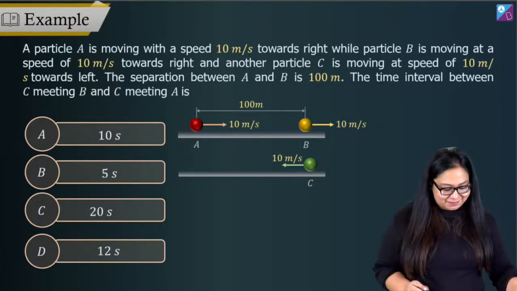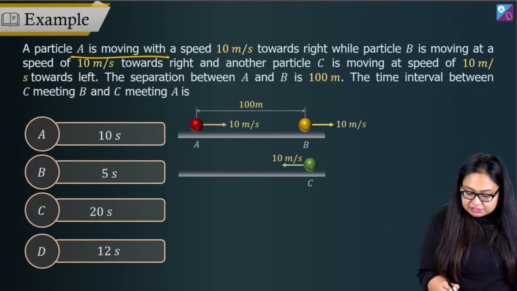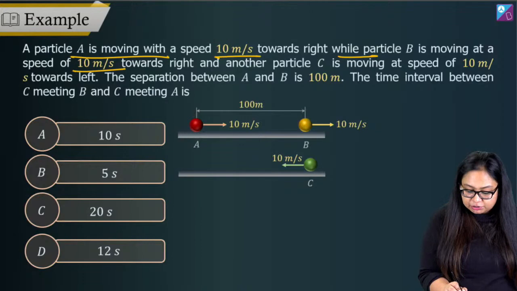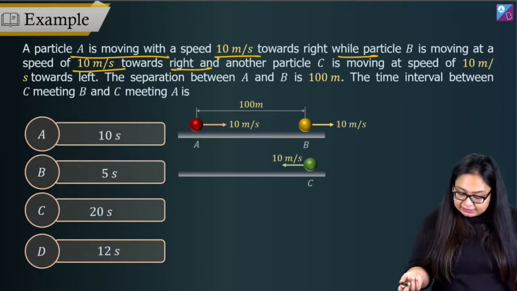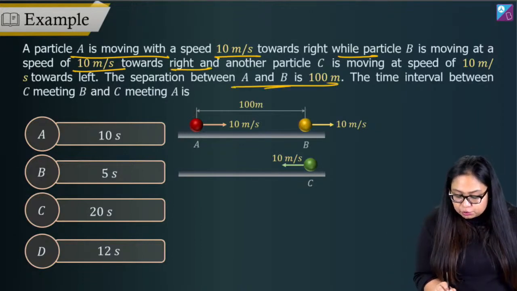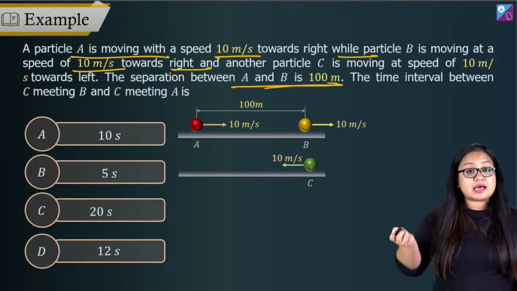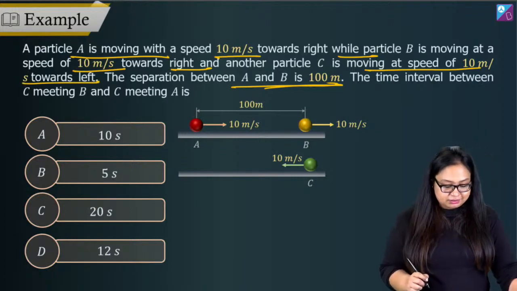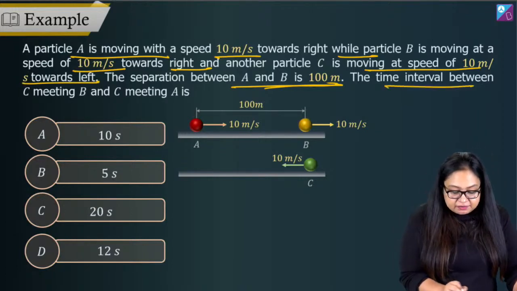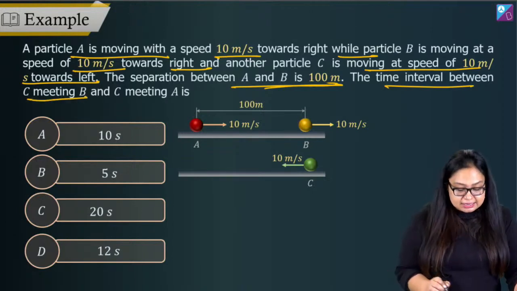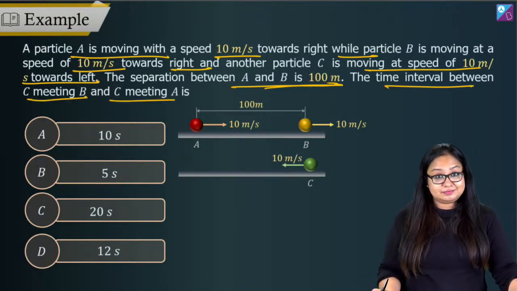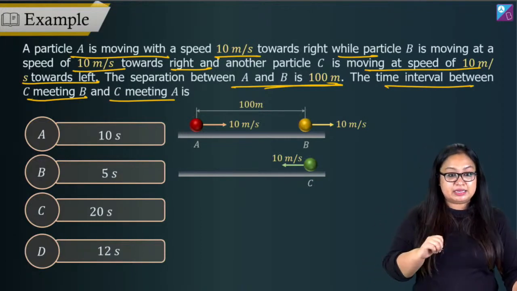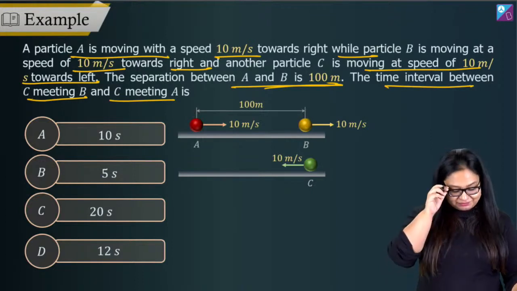Particle A is moving with a speed of 10 meter per second towards right, while particle B is moving with a speed of 10 meter per second towards right as well. And the distance between the two particles A and B is 100 meters. There is another particle C that is moving at a speed of 10 meter per second towards left. The time interval between C meeting B and C meeting A is what we have to find out.